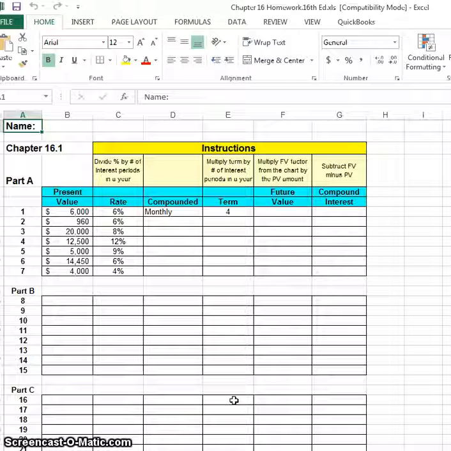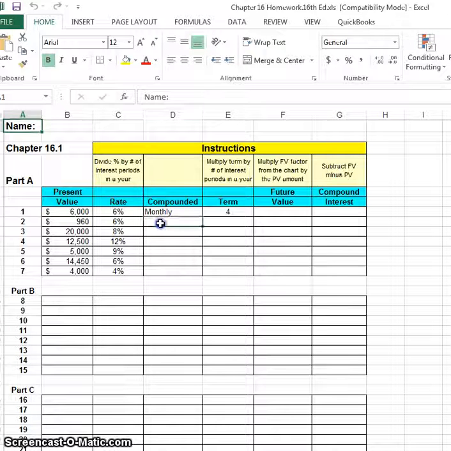So to understand this, let's take a look at page 317, and you'll see on the spreadsheet that I have already written in here the present value. That means the amount that is being deposited into a savings account, and the rate that the interest is going to be calculated. And then this column called compounded means the number of times it's going to be compounded in a year. So if it's compounded monthly, that means it's going to be compounded 12 times.